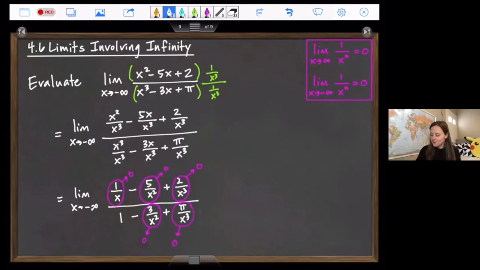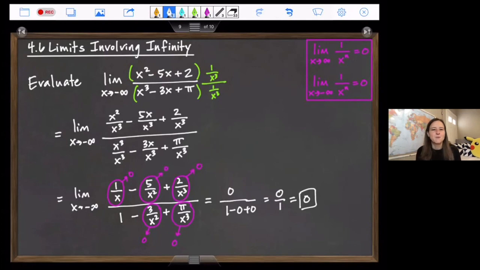And I got a bunch of 0 on top. So 0 minus 0 plus 0. And on the bottom, I've got 1 minus 0 plus 0. Okay, so I get 0 over 1, which is 0. 0 over 0 is a problem. 0 over 1 is just 0.